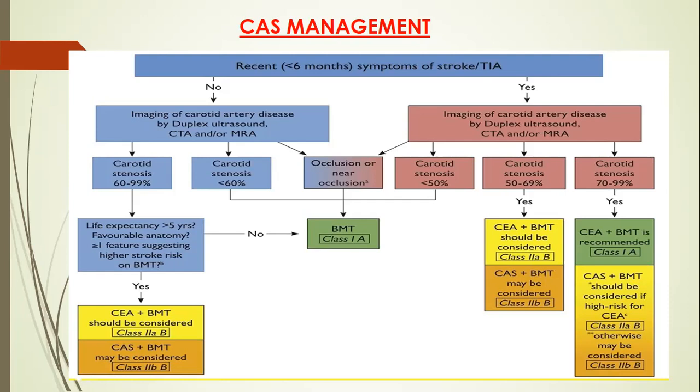Okay, sir. In an asymptomatic patient, if the block is more than 60%, life expectancy is more than 5 years, favorable anatomy is there, and the patient has higher risk factors for future stroke, in that setting you can advise him for carotid artery stenting or carotid endarterectomy ideally. Okay, sir.